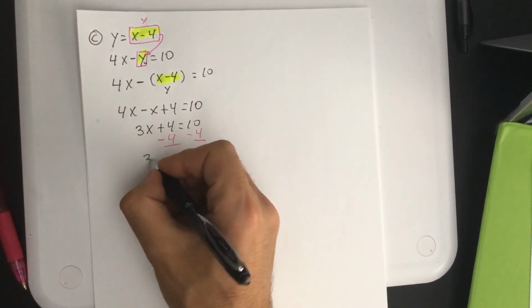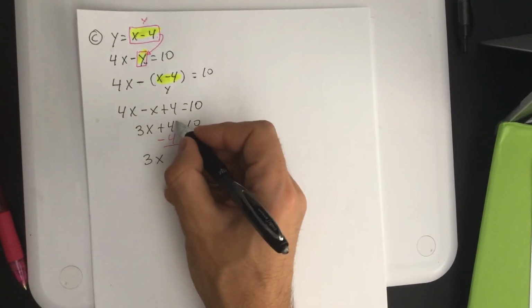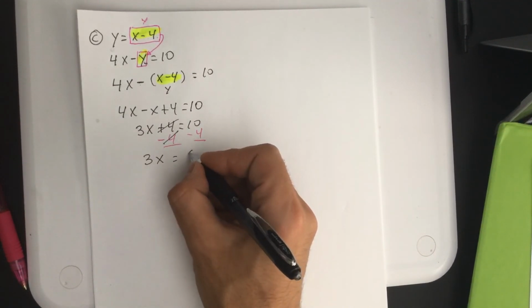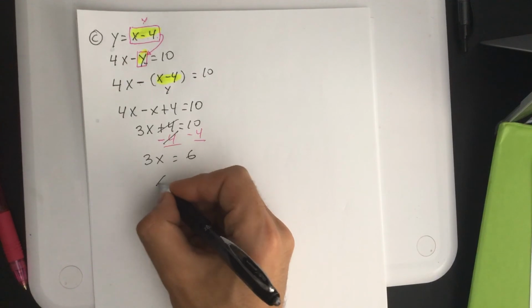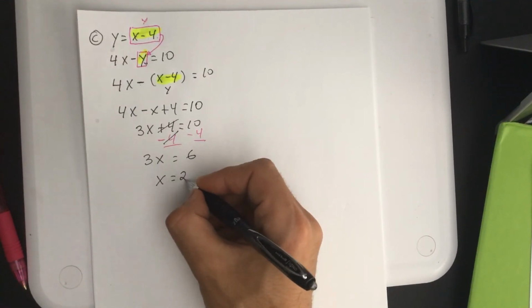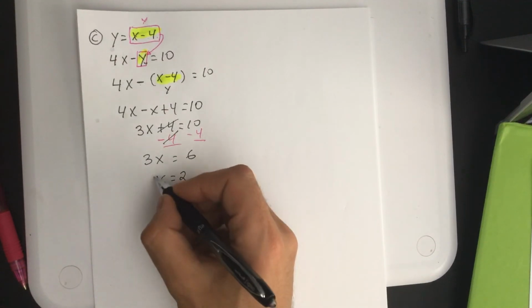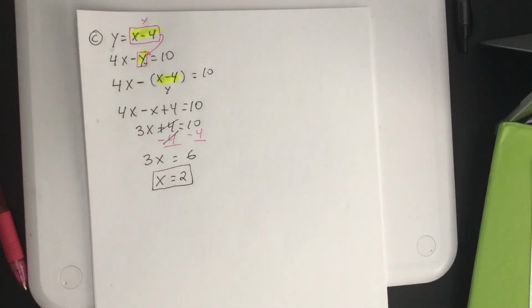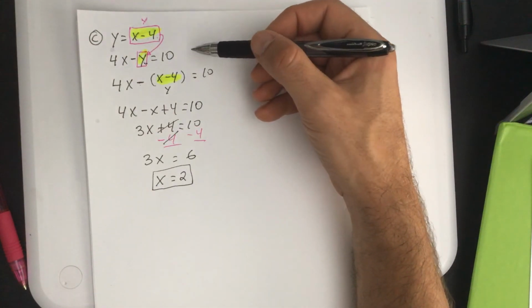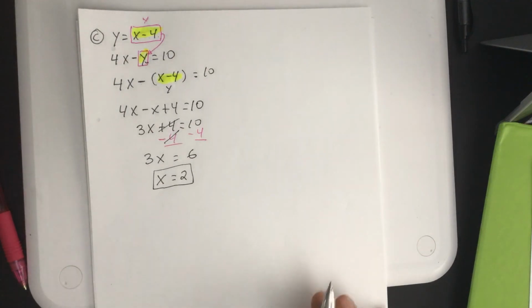And what we got is 3x. 4 and negative 4 cancel each other, and 10 minus 4 is going to be 6. And then dividing both sides by 3, x is equal to 2. So that is part of the answer. Now we got to find out the y. We're going to be choosing one of these equations. It doesn't matter which one, okay? And we're going to be plugging the information there.